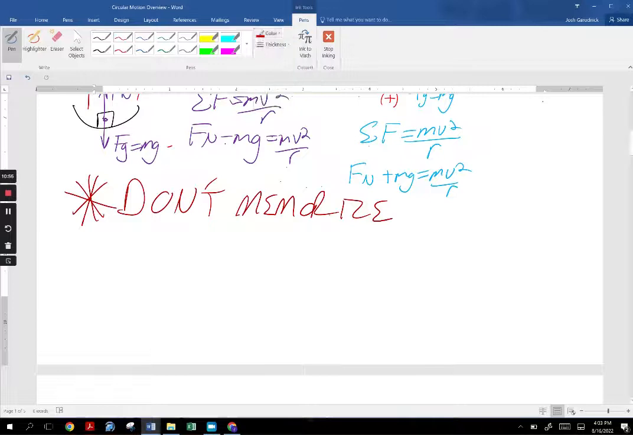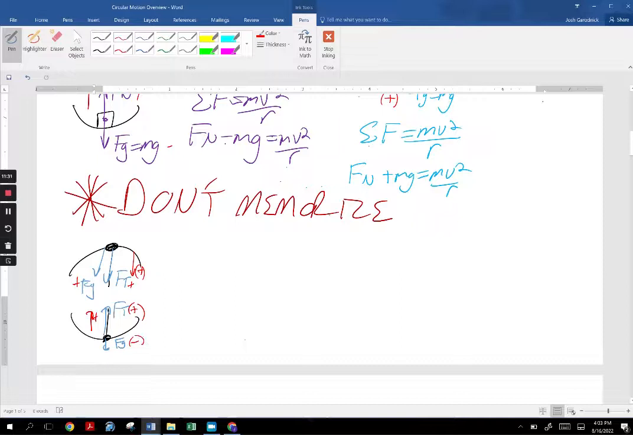You could have something on a string, like a ball here on a string at the top or bottom of a circle. So there's my string. And if I were to draw a free body diagram in this case, tension is towards the center. Gravity points down. I don't want to spend too much time on this, but towards the center is positive. So these are both positive. And here towards the center is positive, so positive, negative.